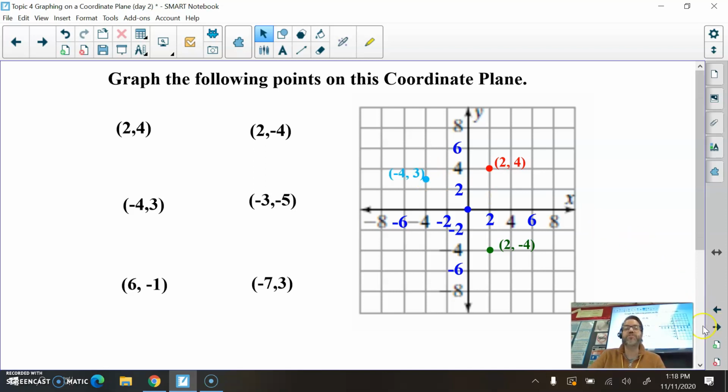And boop, it sure is. So -2, -4, +2, +3. That's where that point is located. Now, what if both values are negatives?